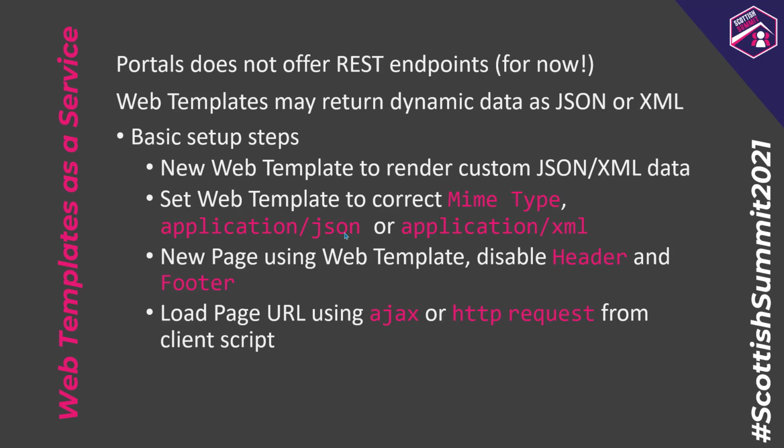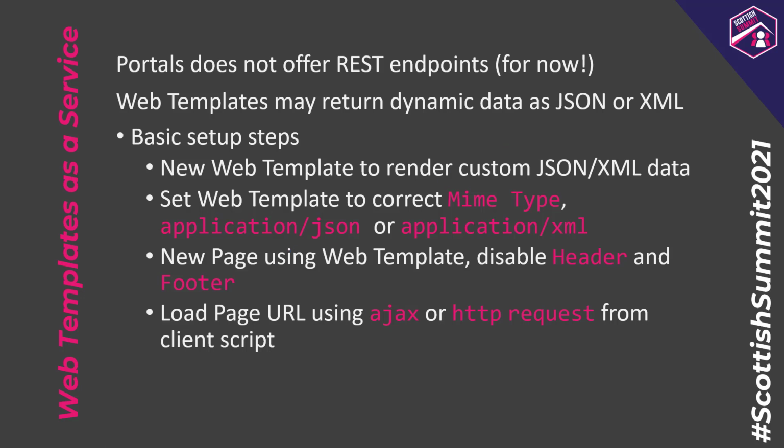So it's a relatively simple setup. You have a new web template that serves up only the data you want. You change the MIME type, and you disable header and footer, and then you can spit out any data in any format you like using your standard web template tools. So let's take a look at that. Let's jump over and take a look at an example in the portal, and then we'll take a look at some of the code behind it.